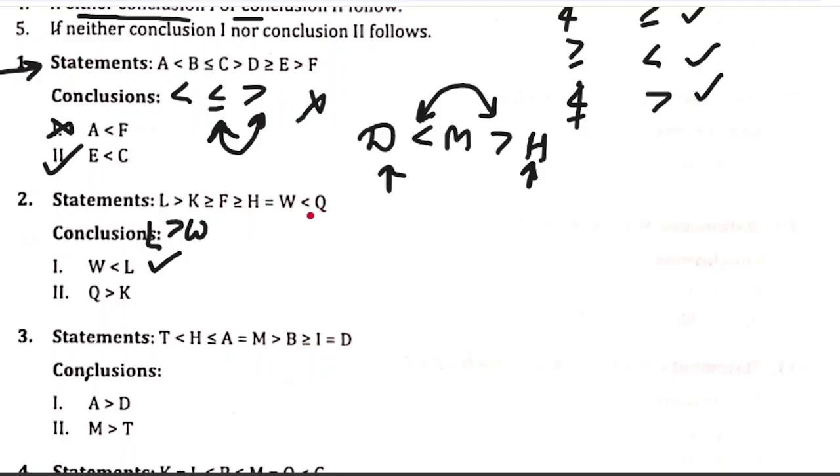Q greater than K. Now Q and K, the signs are getting reversed. If the signs are getting reversed, we can't tell the answer. That means the answer is option number one only. Is this also clear?